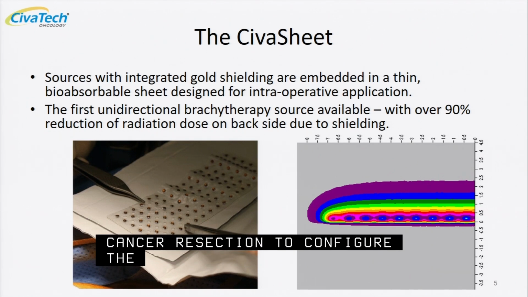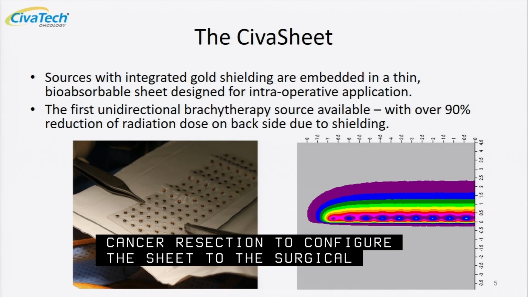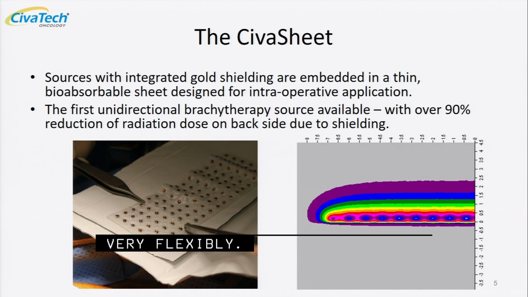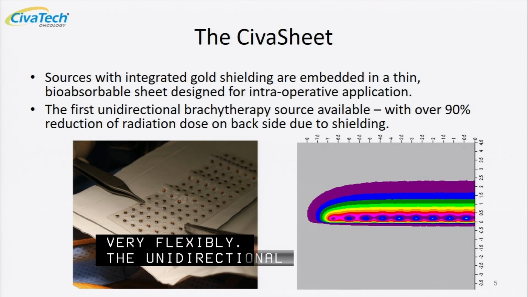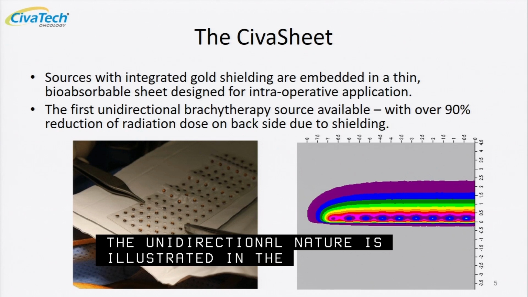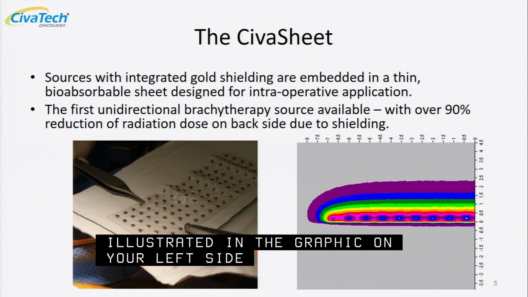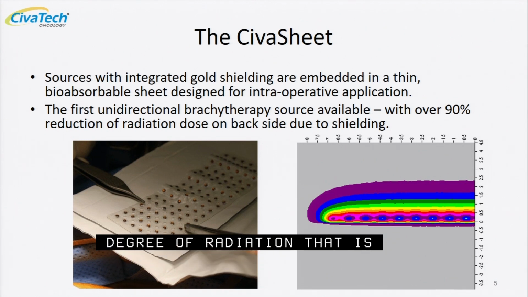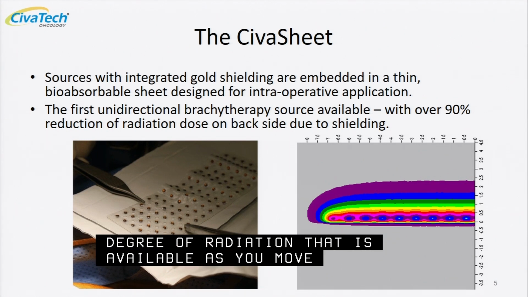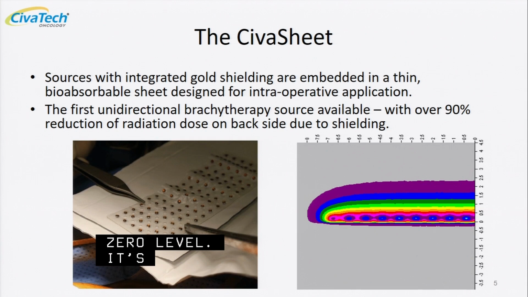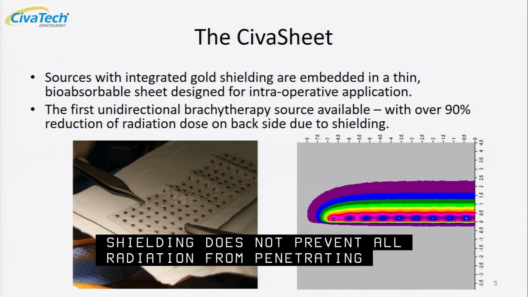The unidirectional nature is illustrated in the graphic on your left side, showing the degree of radiation that is available as you move off the zero level. It's one-sided, so the gold shielding doesn't prevent all radiation from penetrating on one side, but it brings it down to less than 10% of the rate that is available on the other side.